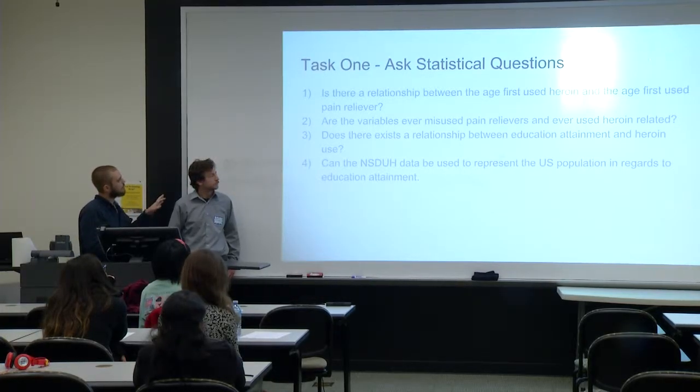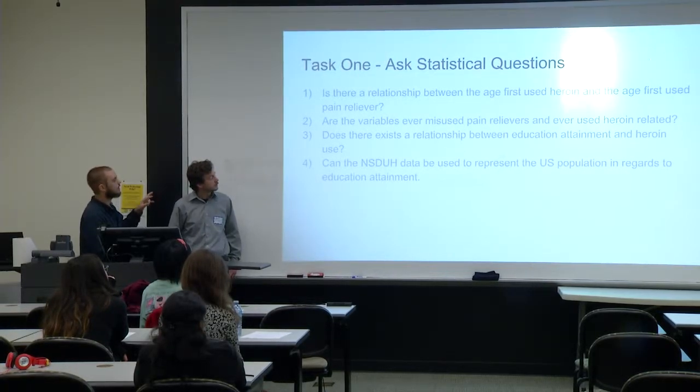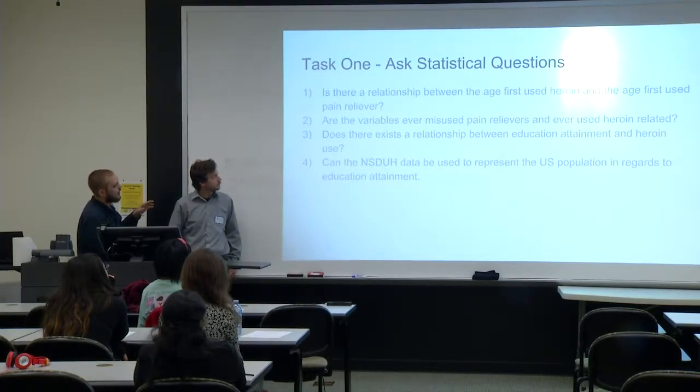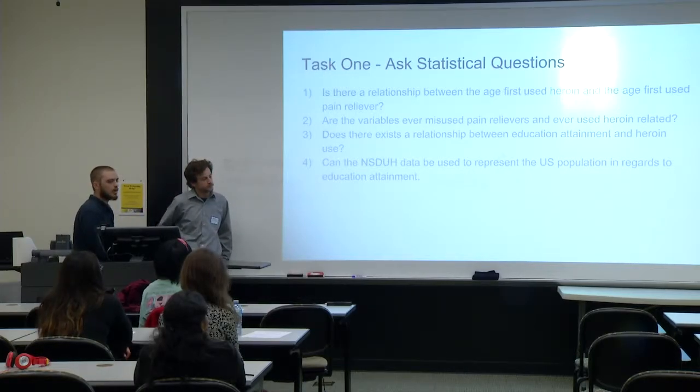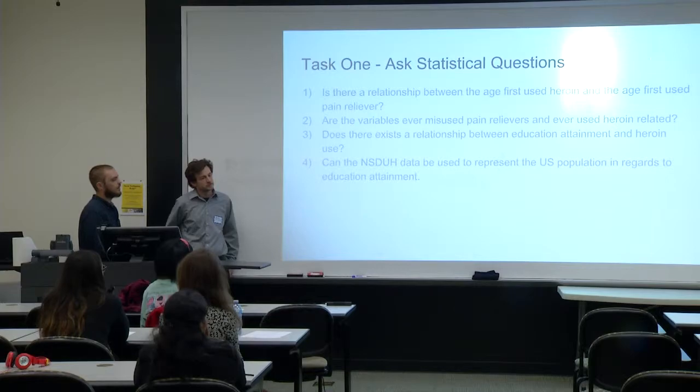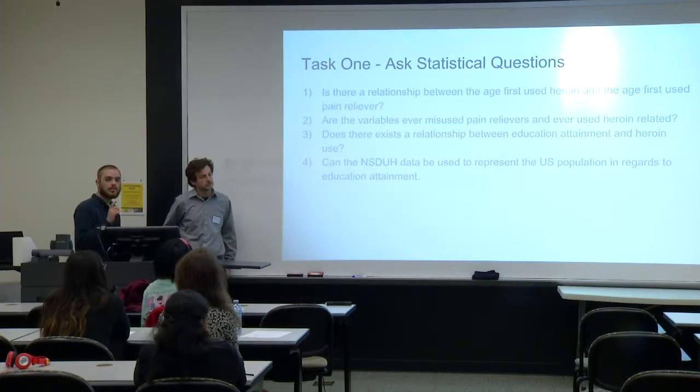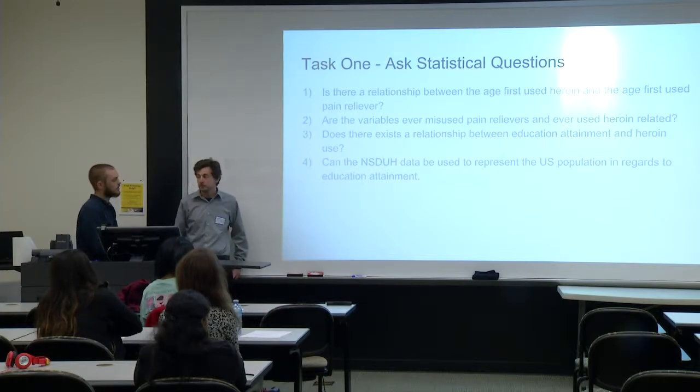at what age did they start doing opiates? Okay, I'm going to speed it up. Are the variables ever misused pain reliever and ever used heroin related? We looked at that. Education and heroin use. And then the last one was the chi-square goodness of fit, where we looked at whether or not this data set that we have was actually good on the population that we were testing, which is the U.S. population.